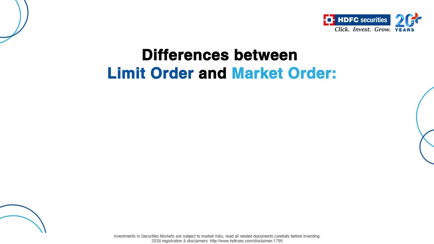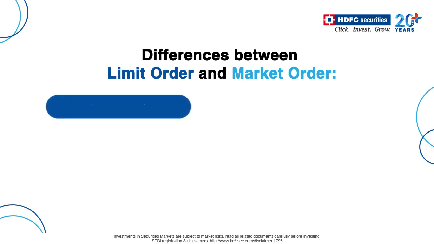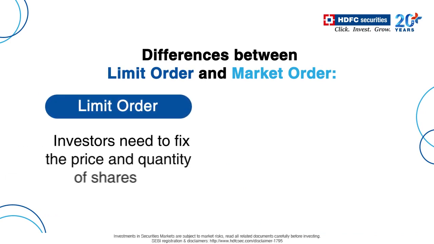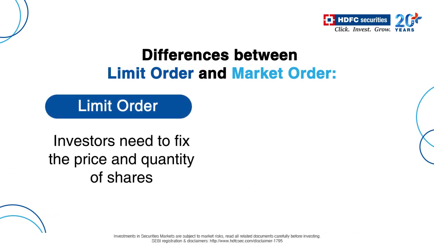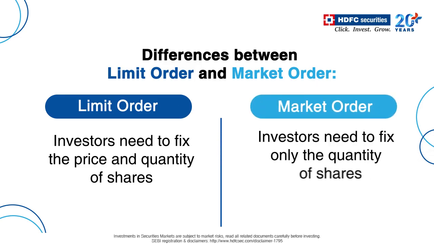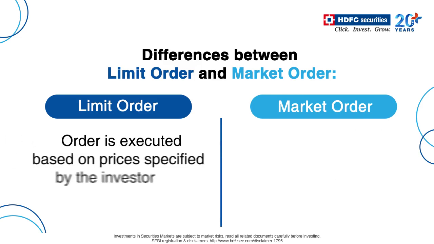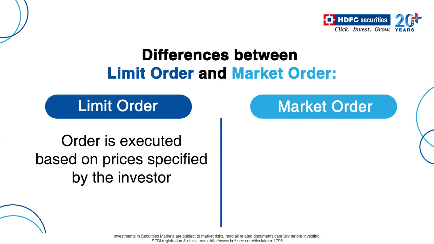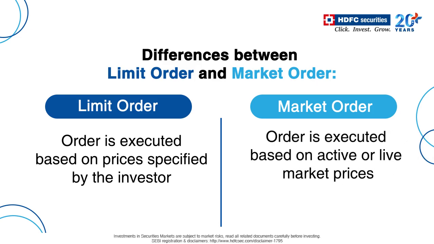Differences between limit order and market order. In a limit order, investors need to fix the price and quantity of shares. In a market order, investors need to fix only the quantity of shares. In a limit order, the order is executed based on prices specified by the investor. In a market order, the order is executed based on active or live market prices.